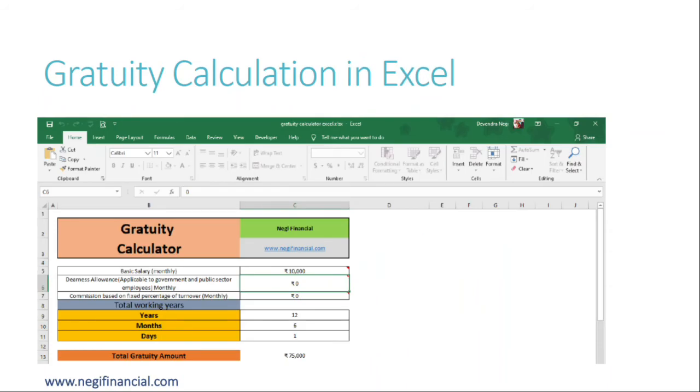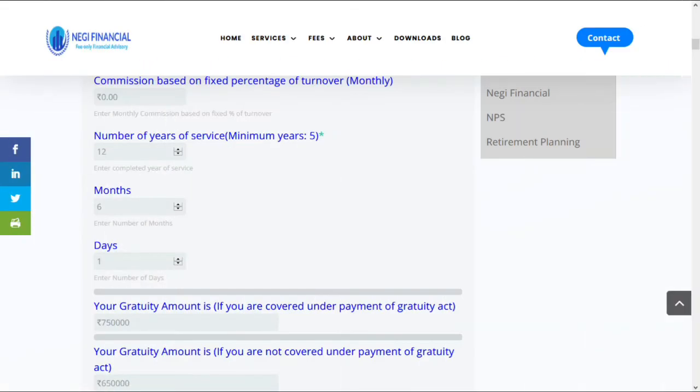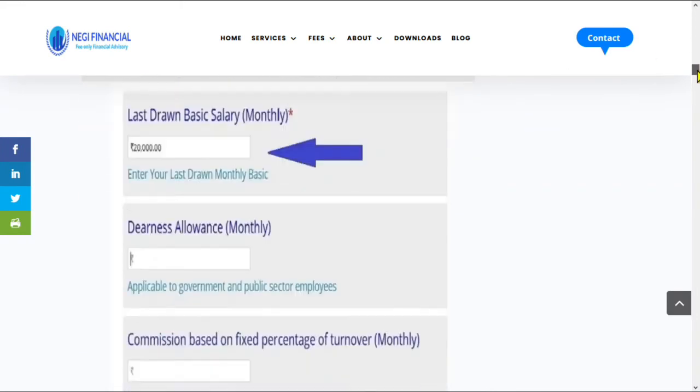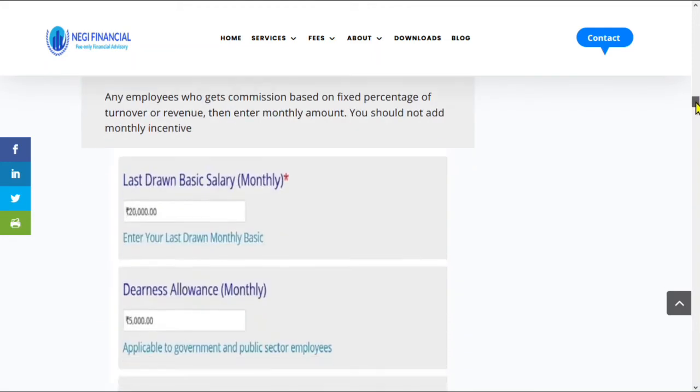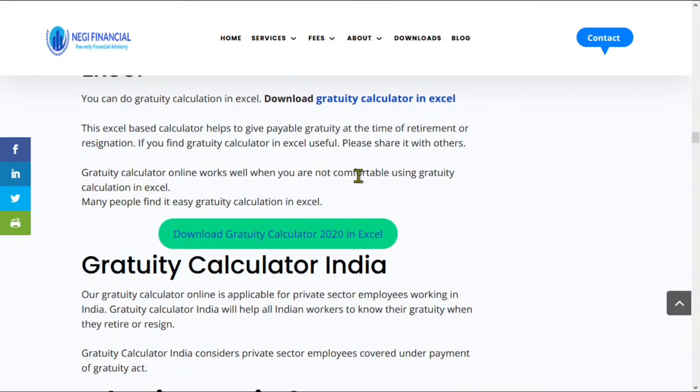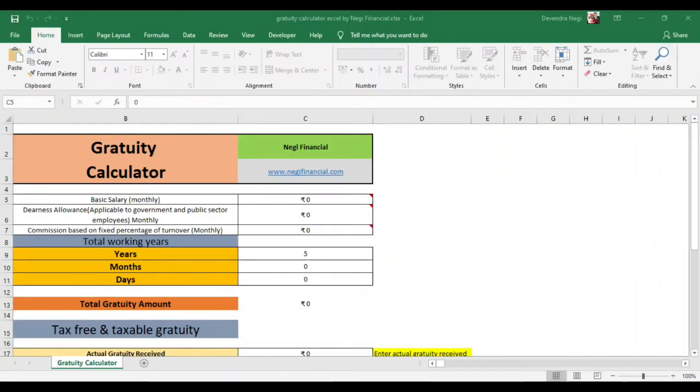Okay, this is the snapshot of the gratuity calculator in Excel. You can find the same calculator on our website. Let's scroll down. Click over it and you can download the gratuity calculator in Excel. This is the Excel gratuity calculator.